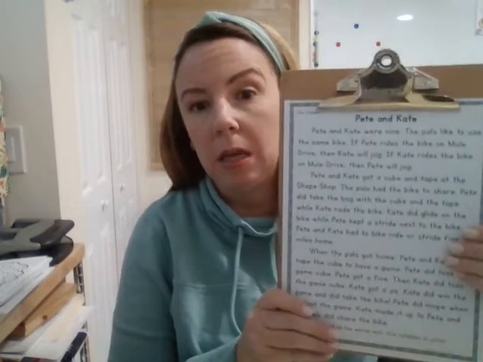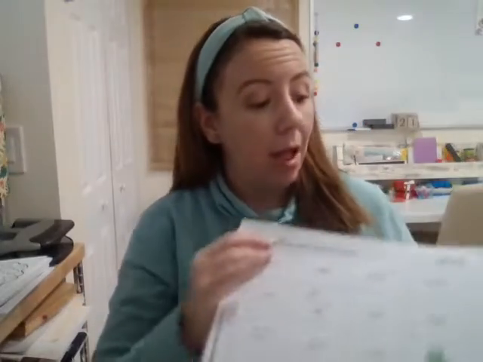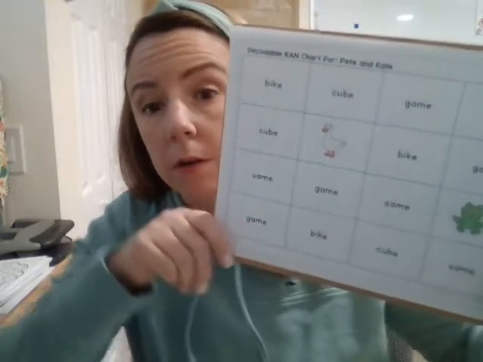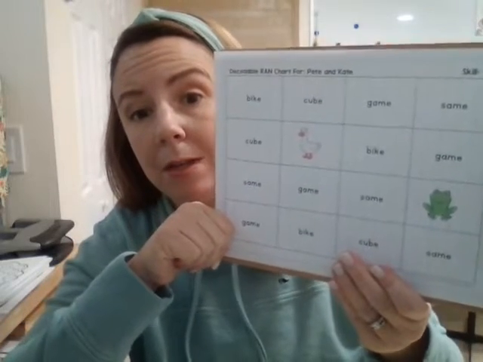So before I give a passage like Pete and Kate, there are some things that I have built in as an update to this resource that I have found to be useful. This is a passage from the Syllable Stories resource in my store. I will link that. Two things. You'll want to look at the updated version because I have added in these pages here for rehearsal. And one of them is a RAN chart. So we have a decodable RAN chart for Pete and Kate.